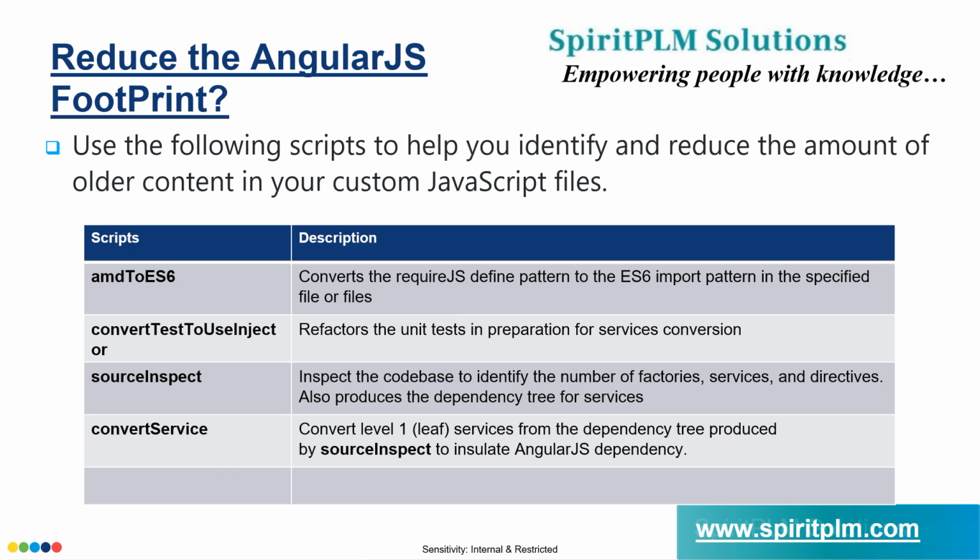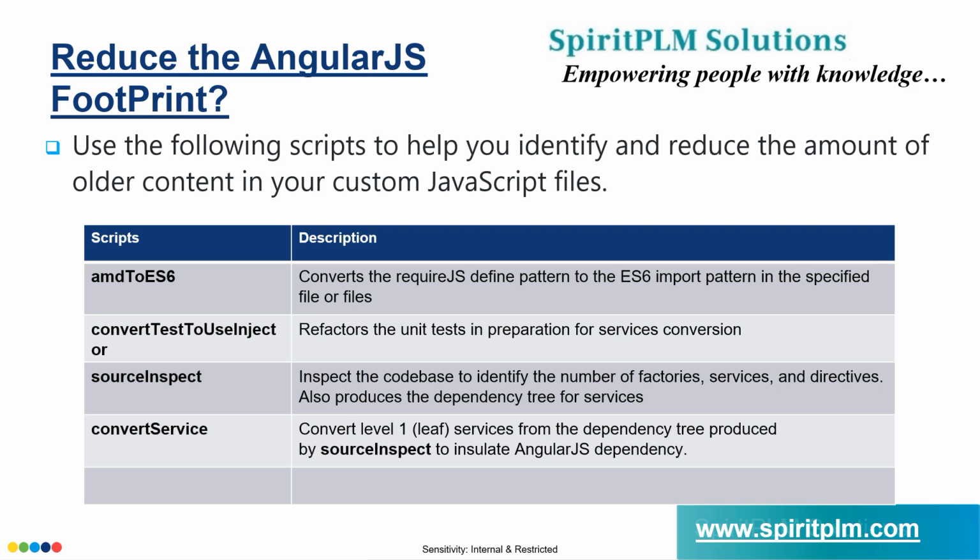Using these you can reduce the AngularJS footprint. Suppose you have an older version, and you want to upgrade from the older version to the new version. So how to reduce that AngularJS footprint? There are some scripts. For example, first is AMD to ES6, a script which converts the RequireJS define pattern to the ES import pattern. So this is the first one.